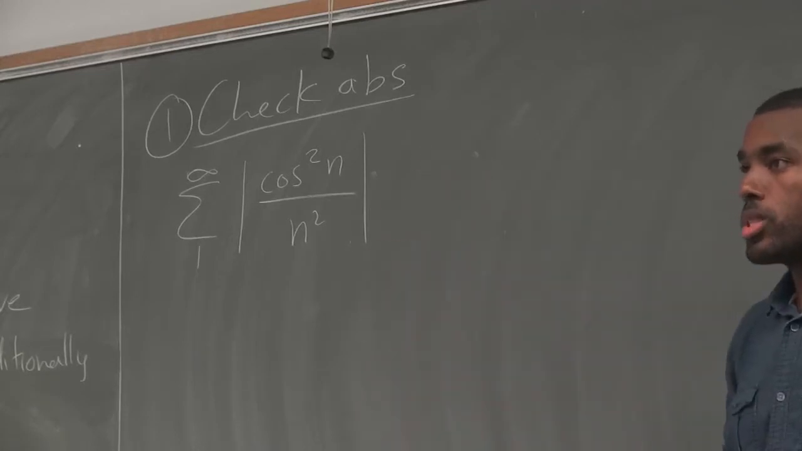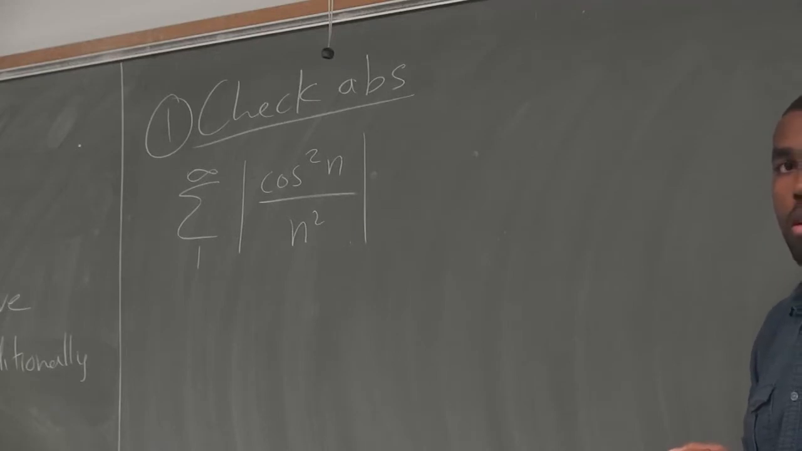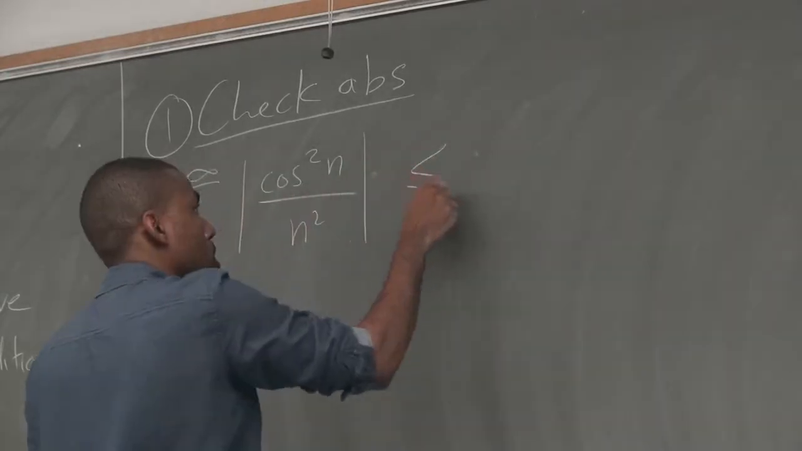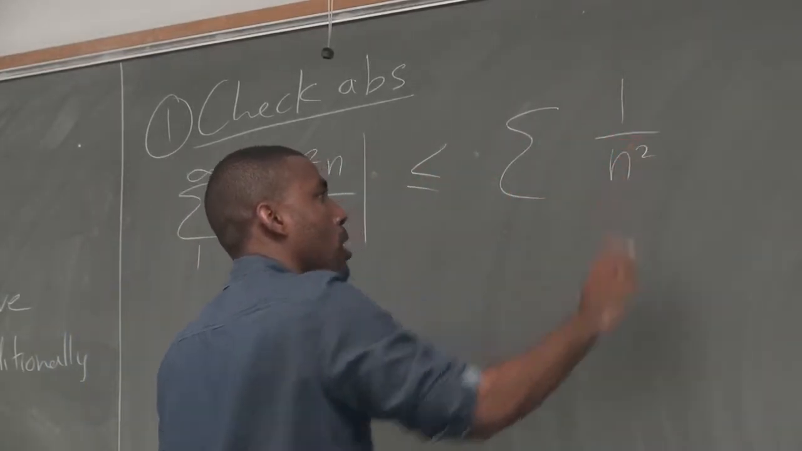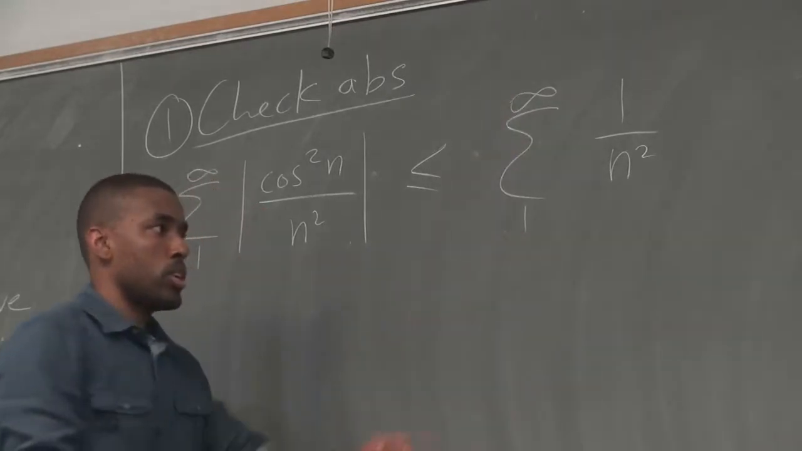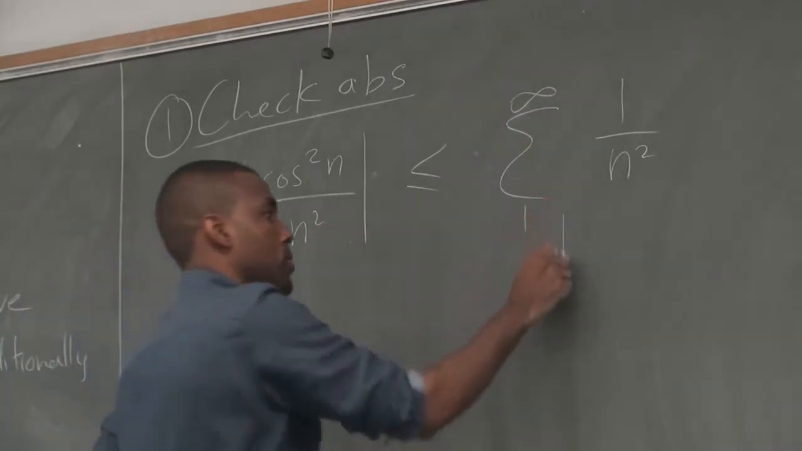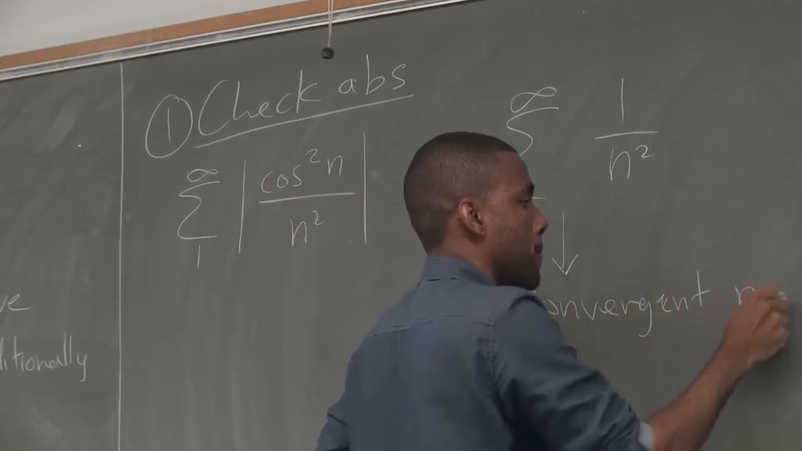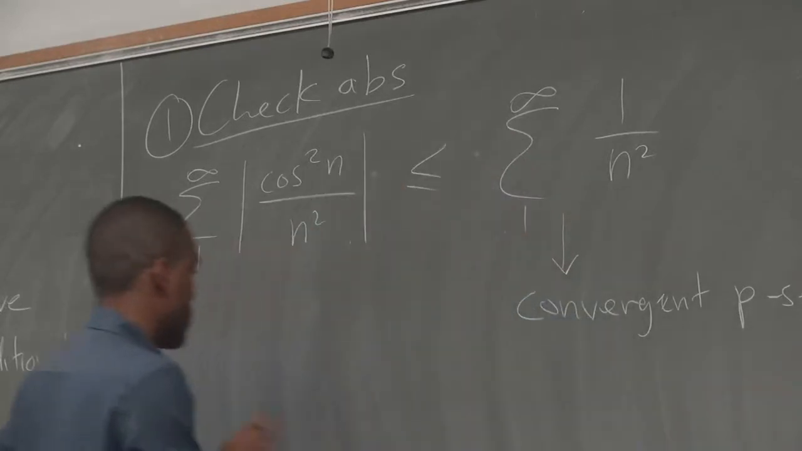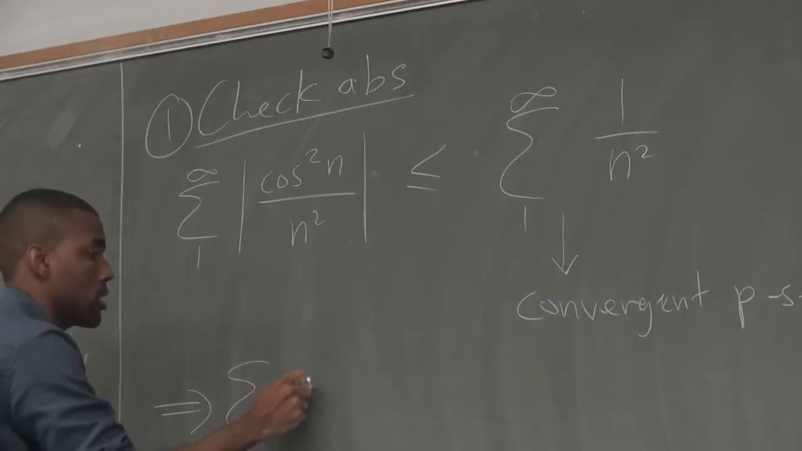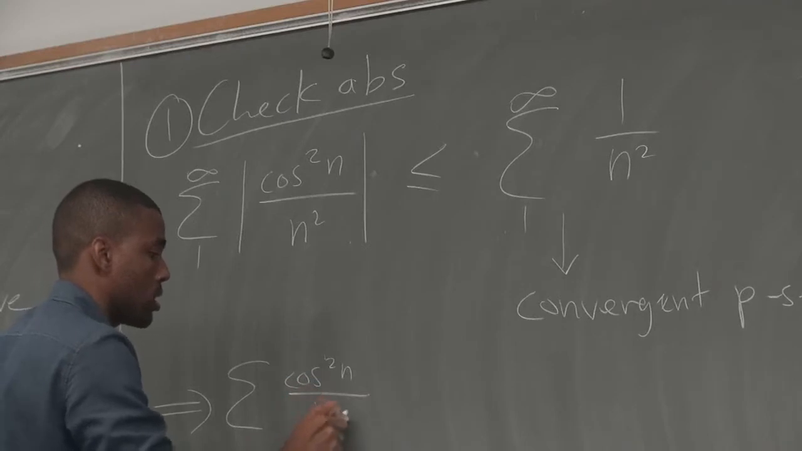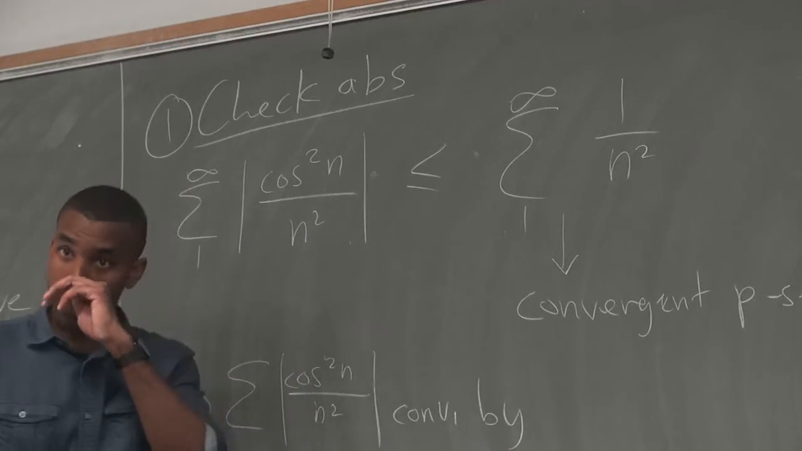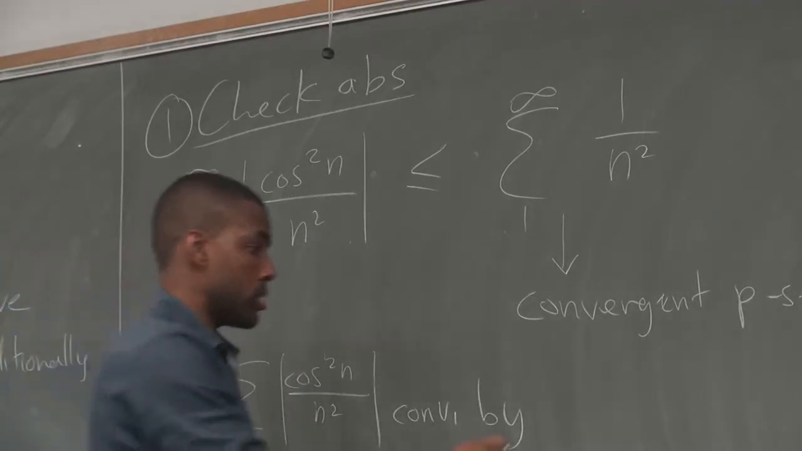That's not a p-series, there's a cosine on it. Why don't you just compare it to 1 over? You can compare it. Cosine in absolute value is less than or equal to 1. And what do you know about this guy? This is a convergent p-series. This means this guy converges by what test? Comparison test.